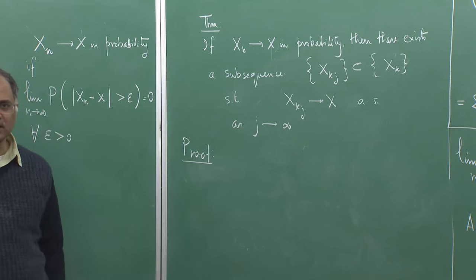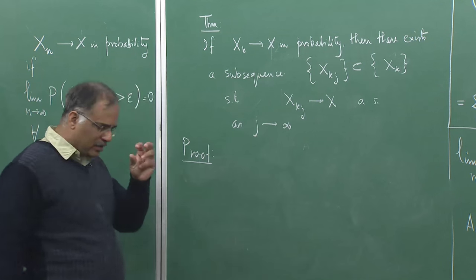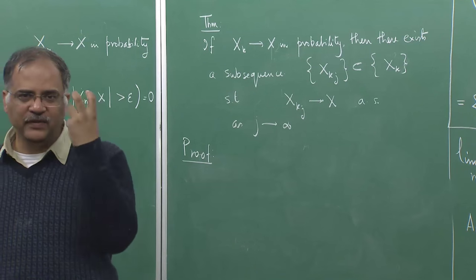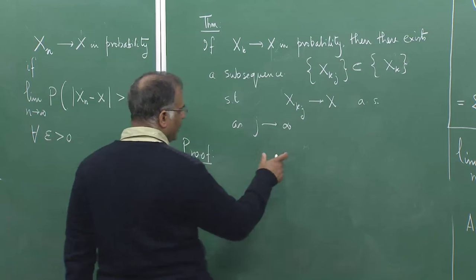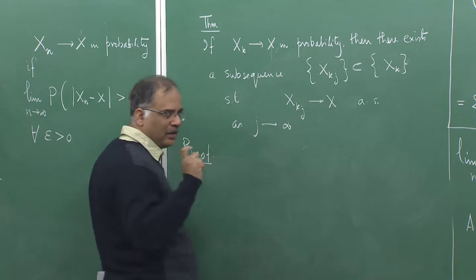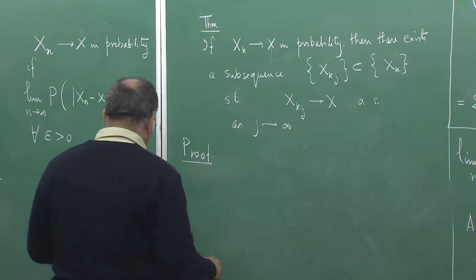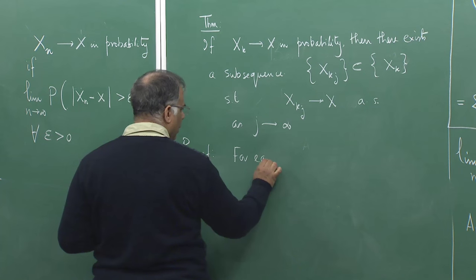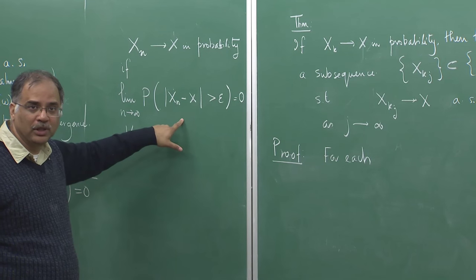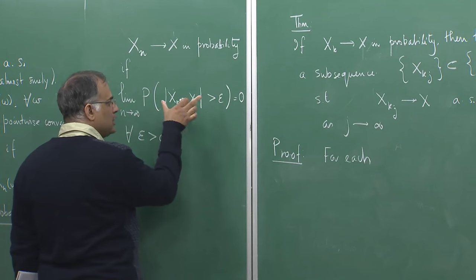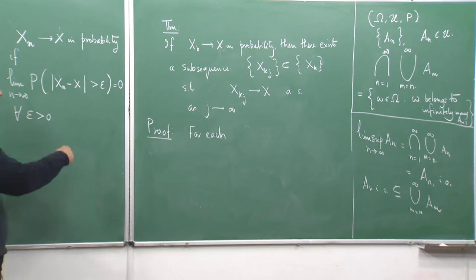The idea is that you take any integer j. We can always select an index kj so large that the probability that the difference between Xkj and X is bigger than 1/j^2, or 1/j, something like this, can be made smaller than some quantity. Why can we make it as small as I like? Because I know that it converges in probability. What does this mean? This simply means that when n is large, this probability can be made as small as I like, smaller than some delta.